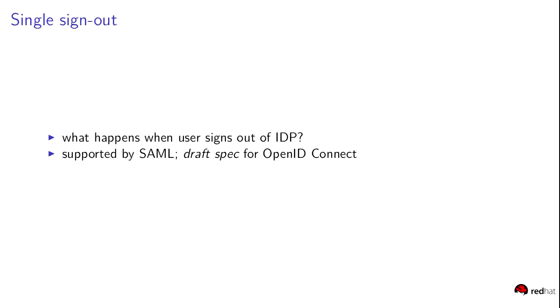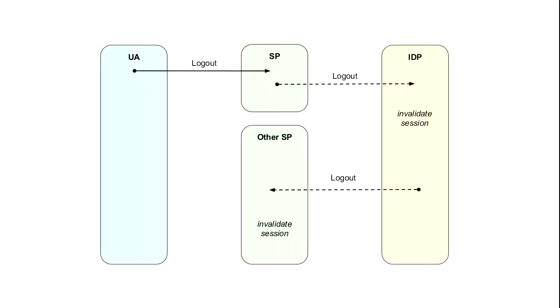What happens when a user signs out? Do we need to inform the identity provider? Or if they sign out at the identity provider, do we need to somehow find out and also sign them out of a service? So there's a single sign out sort of substandard defined for SAML, and there's one in draft for OpenID Connect.